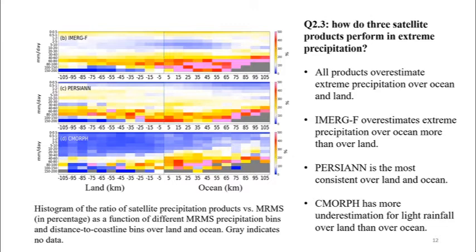And then PERSIANN is the most consistent over land and ocean, because from land to ocean, you don't see much change in color. And finally, CMORPH has more underestimation for high rainfall over land than over ocean, as you can see in the bottom panel, all those bluish colors for CMORPH. And our hope, of course, through this kind of detailed analysis, is that we can provide some helpful suggestions to the dataset developers for the further improvement of the products.